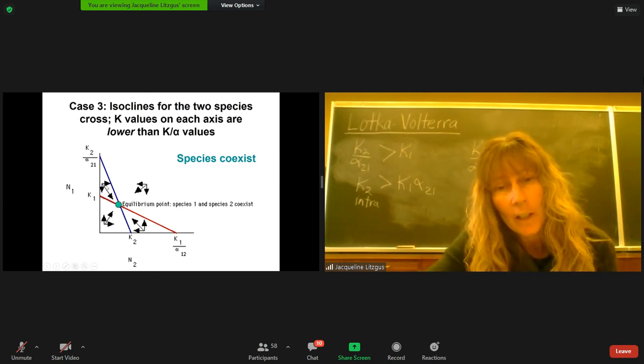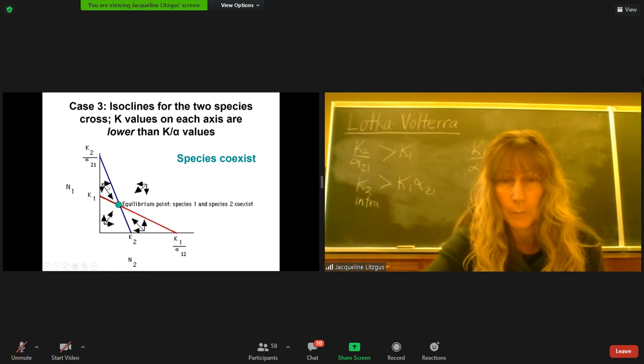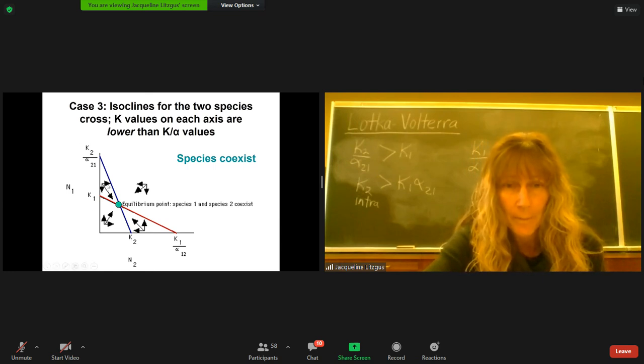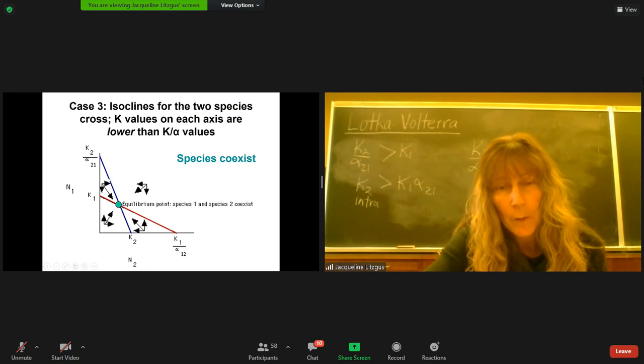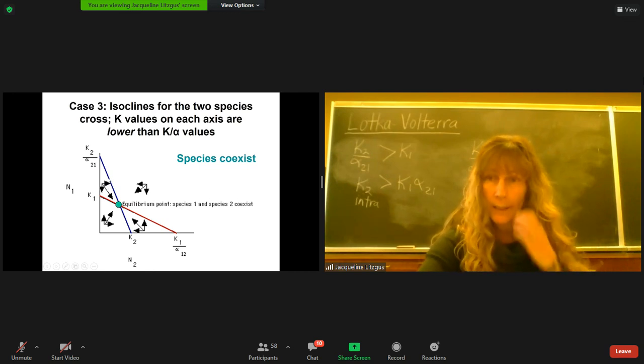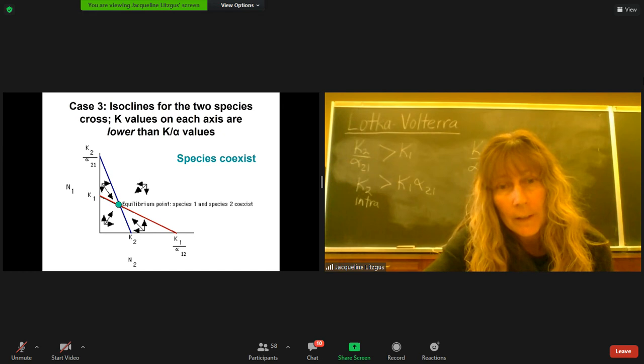All right, so here it gets a little trickier when we go into these two components of the state space graph. In this top left one, we are below the species two isocline, but we're above the species one isocline.